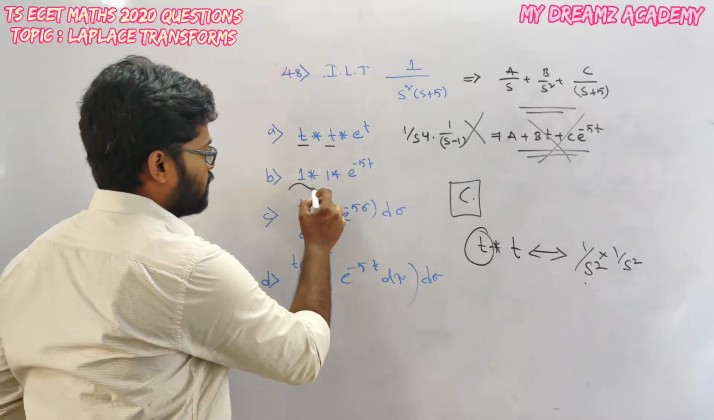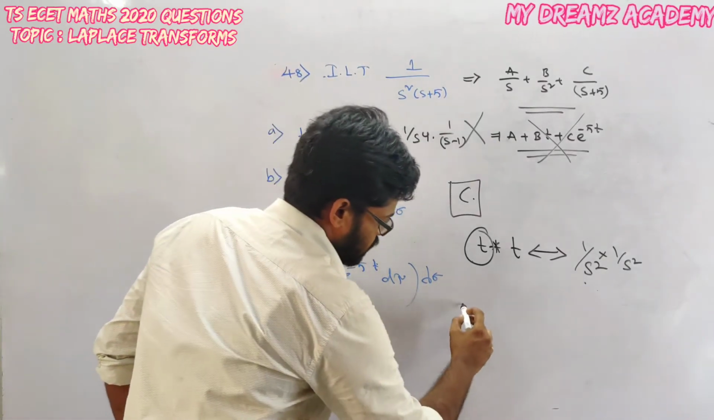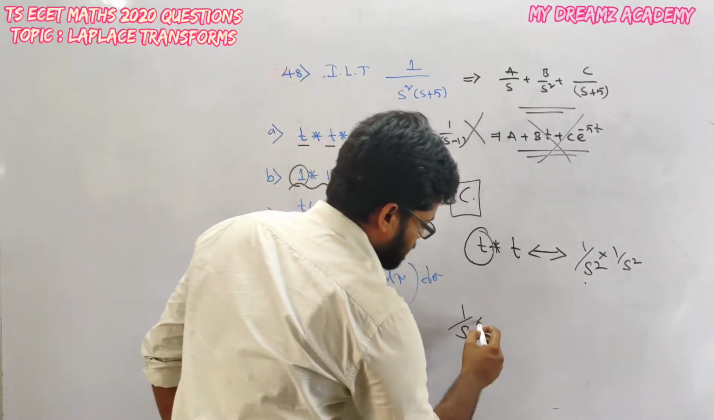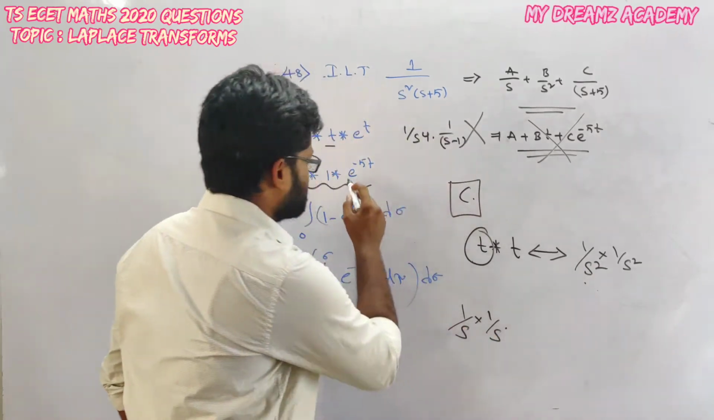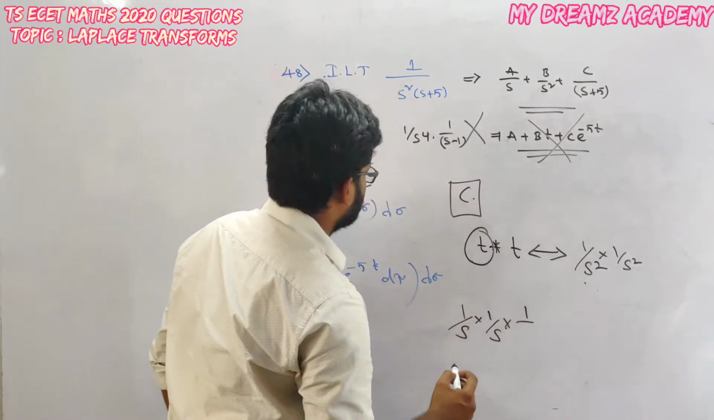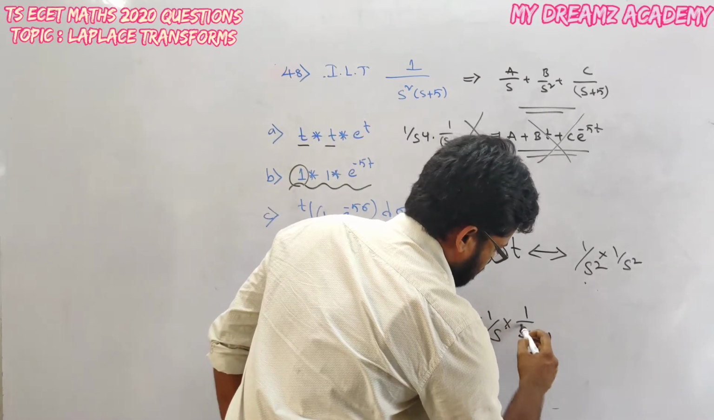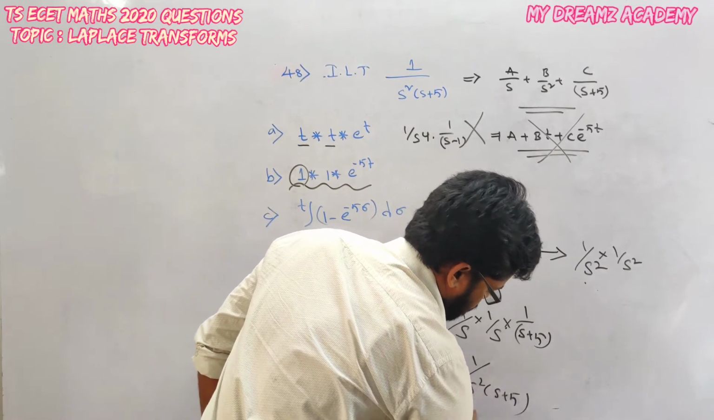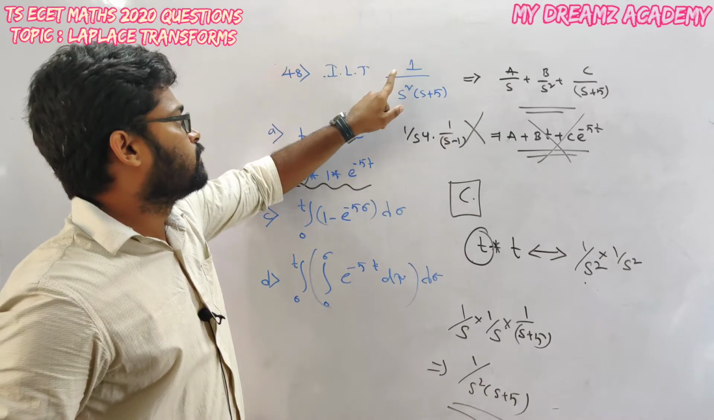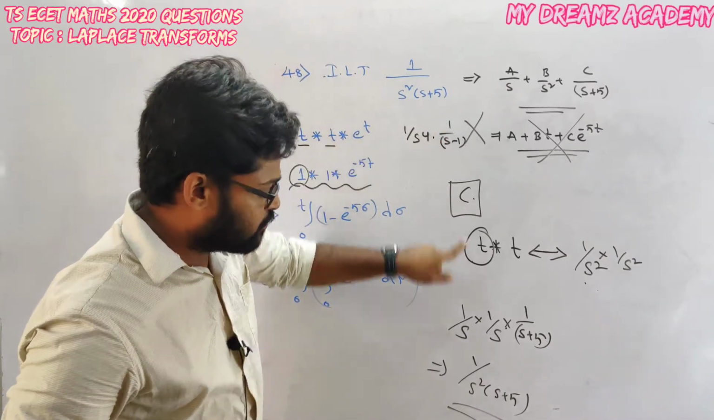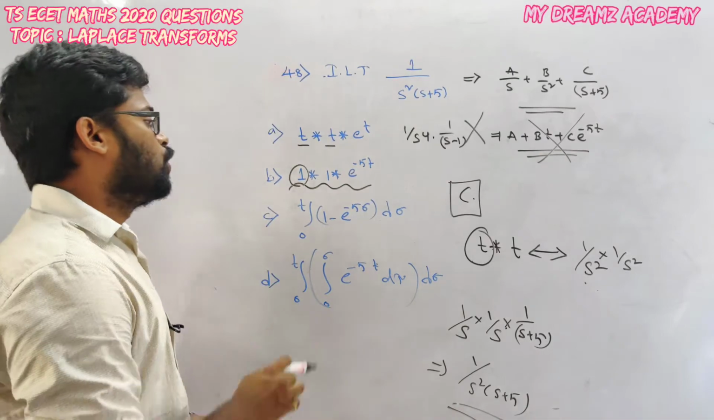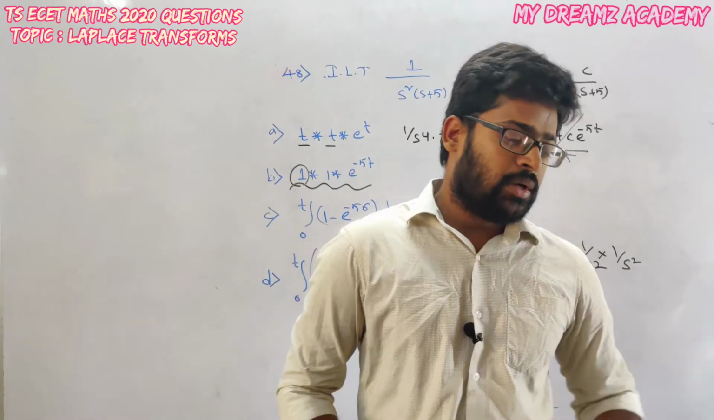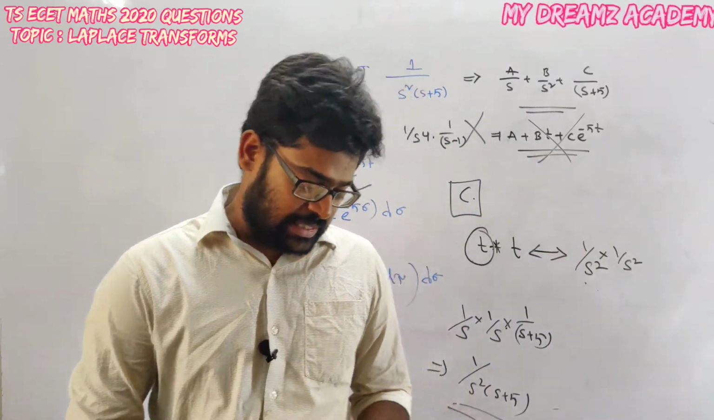So this is a wrong answer, because the question is 1 by s square into s plus 5. Now observe the second option, that is convolution of 1 and e to the power of minus 5t. Laplace transform of 1 is 1 by s, Laplace transform of 1 is 1 by s, and Laplace transform of e to the power of minus 5t is 1 by s plus 5. Now multiplication of all this will give 1 by s square into s plus 5. Now the given question is 1 by s square into s plus 5. Only one thing that you have to remember is the convolution in time domain will give multiplication in the frequency domain. We'll see the next question.